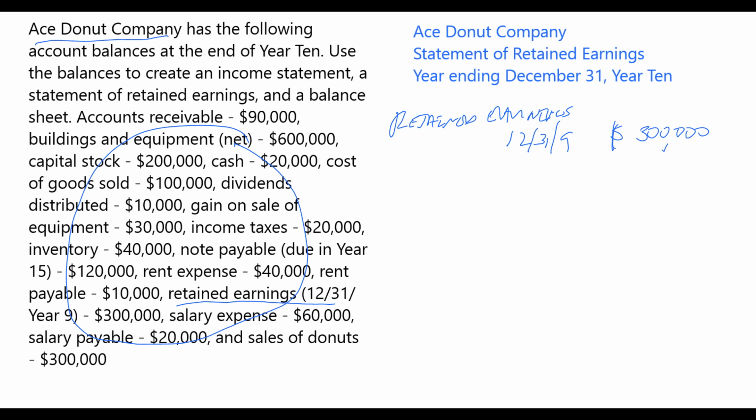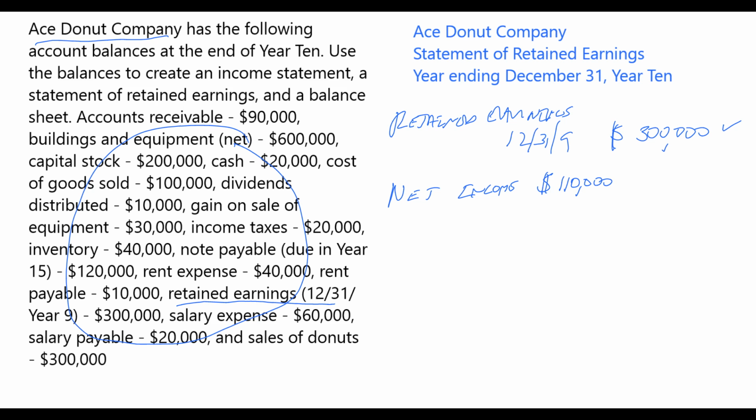That number indicates that all the net income they've ever earned in past years, less all the dividends they've ever distributed in the past years, equals $300,000. We're then going to factor in what happened this year. If you go back to the income statement, the net income that we reported, the increase in net assets for this year, was $110,000. Revenues minus expenses, gains and losses and income taxes, 110,000.